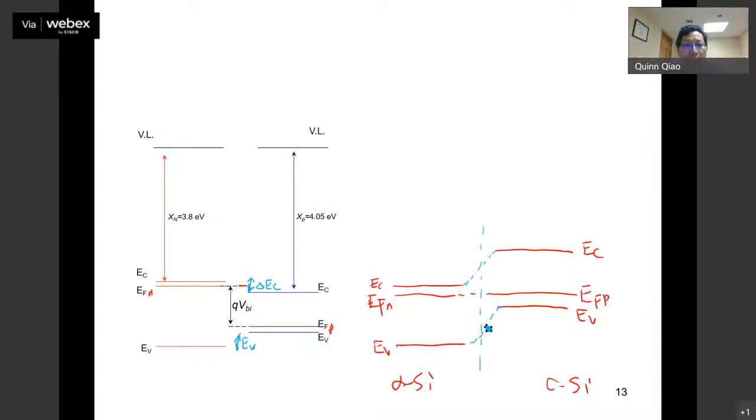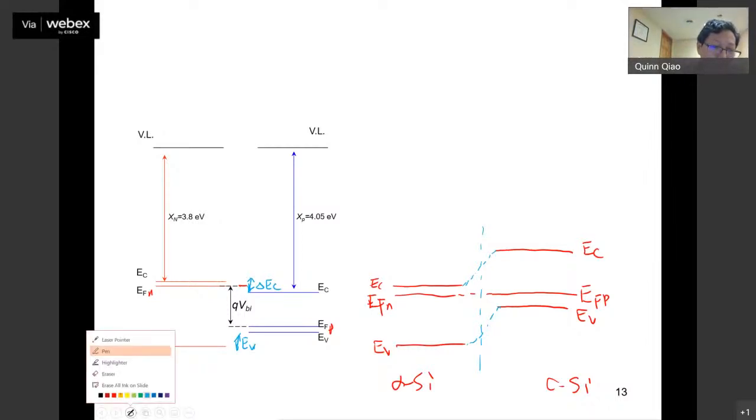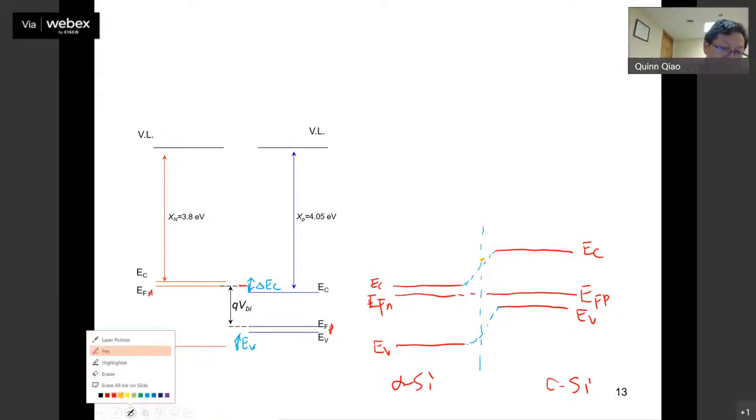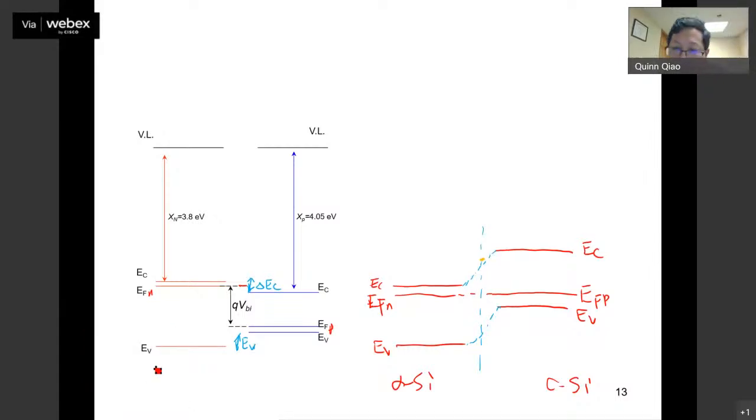Now, since there's a delta EC there, right? Which one is higher? The EC on the left side is higher than the EC on the right side, right? That's why I would draw here with red. This is delta EC, right? And then which one is on top? The left side is on top. So you go like this to there, like this to there.